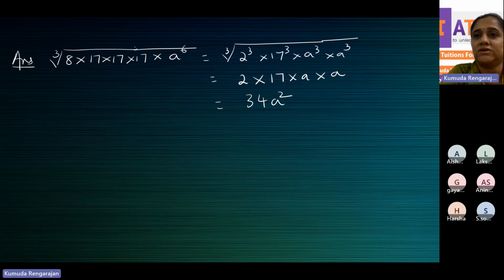What do we mean by a to the power 6? A into a into a into a, multiplied with itself 6 times, is a to the power 6. So a multiplied with itself 6 times means a multiplied with itself 3 times, and a multiplied with itself 3 times. So a cubed into a cubed is a to the power 6.